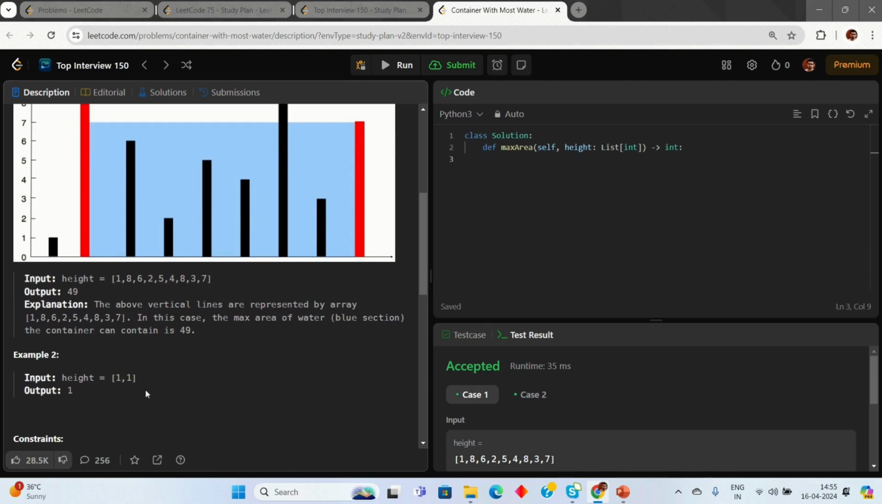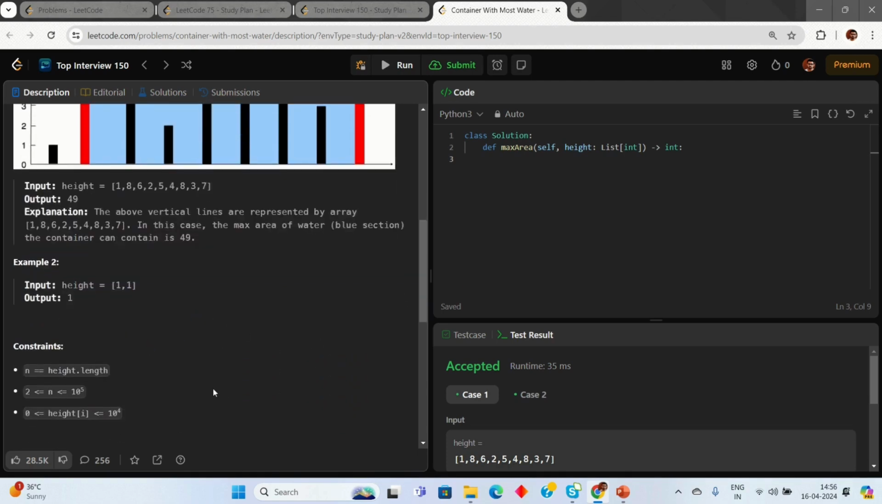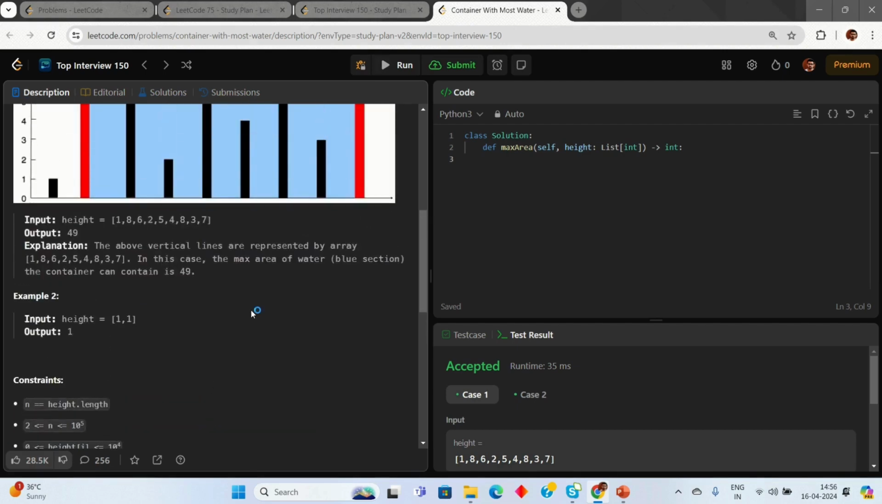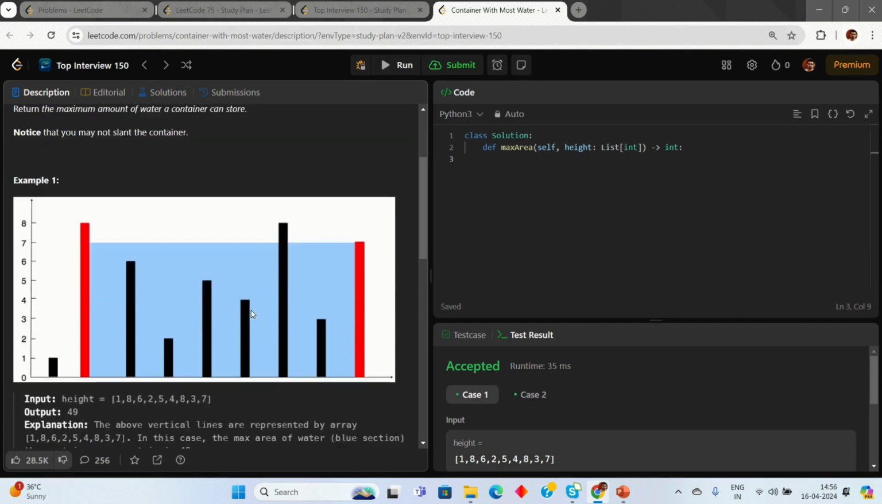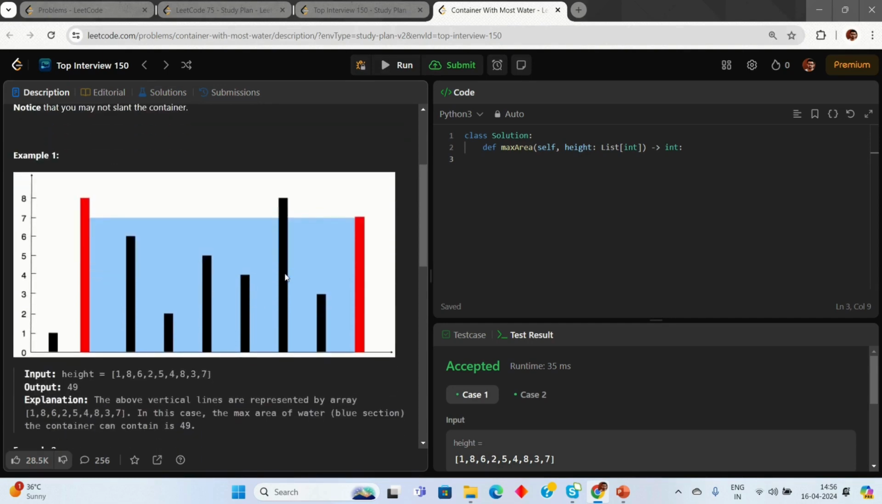If we check the second example, there are only two elements, 1 comma 1, and the maximum height and the width is 1. And the maximum area that can be accommodated is also 1. So the output will be 1. And here, by seeing this problem, it can be quite difficult, but by using the two-pointer approach, it will be much easier to solve.